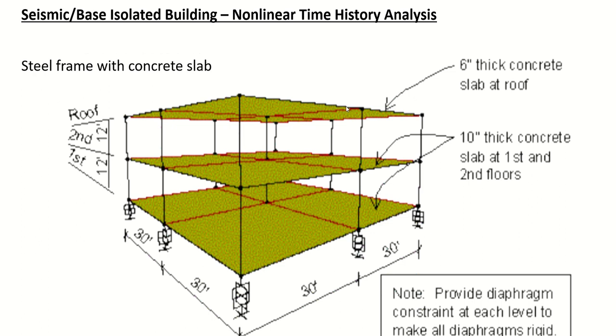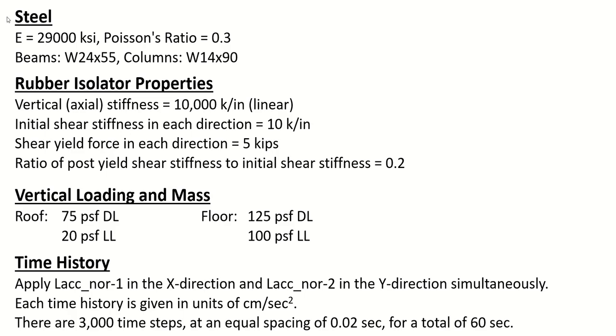The top slab is a 6-inch thick concrete slab at the roof, and for the first and second floors the slab is 10-inch thick. And it says to provide a diaphragm constraint at each level to make all diaphragms rigid in plane. We have to make them rigid in plane, and we will discuss that later in detail. The steel properties are given. The beams are W24x55 and the columns are W14x90.